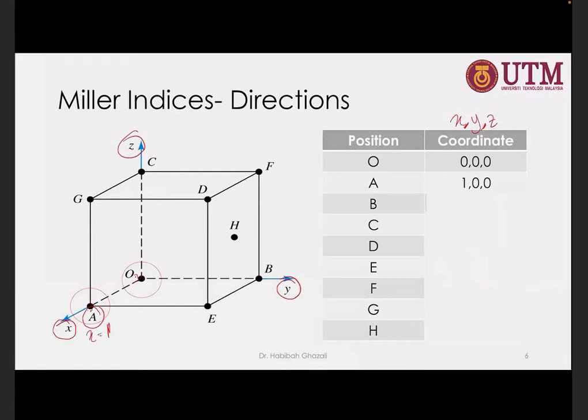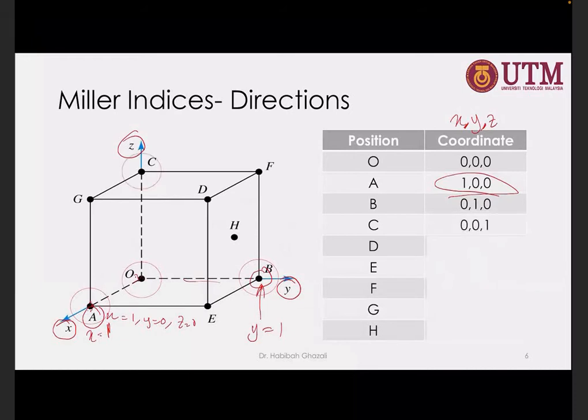And then y for point A: this point does not move in the y direction, so y is equal to 0. x is equal to 1, y is equal to 0, and z, it doesn't move upwards, so z is equal to 0. So that's the reason we got 1, 0, 0. And for B, if you look at B, its position is in the y direction, so y is equal to 1, whereas x and z are equal to 0.